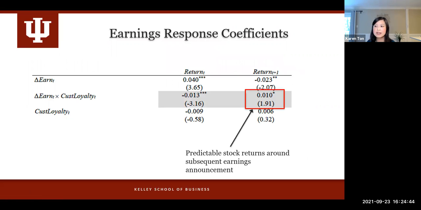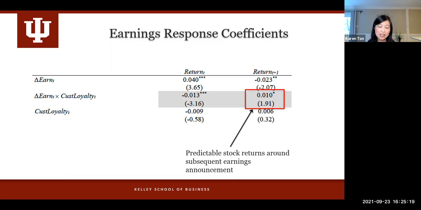So with this test, we are looking at the earnings response coefficients in two different periods. In the first column, that is the association with returns in the current period. And in the second column, that's the association with returns in the subsequent period. So if investors were incorporating customer behavior measures into their trading decisions, we would have expected to see a positive coefficient. But here in the first column, we see a significant negative coefficient.